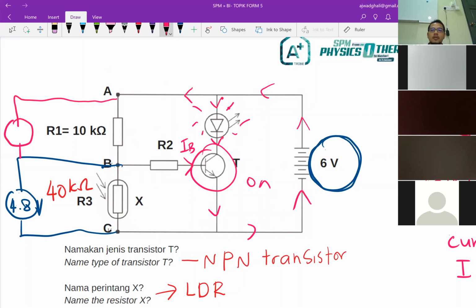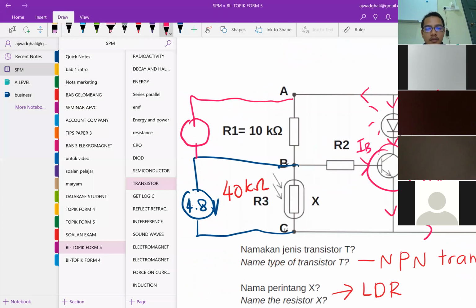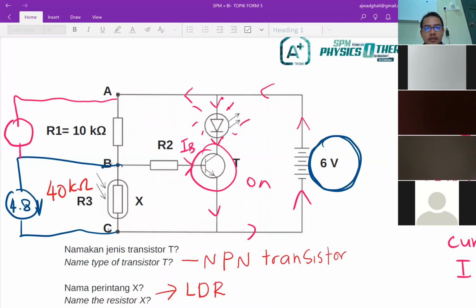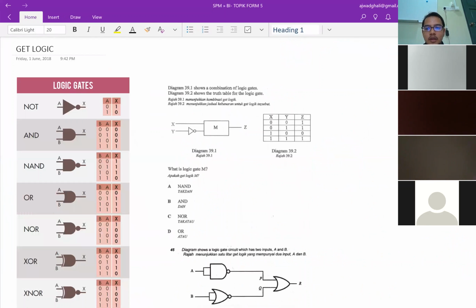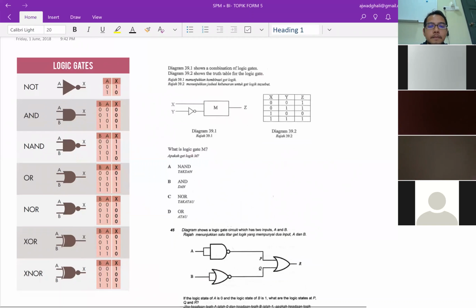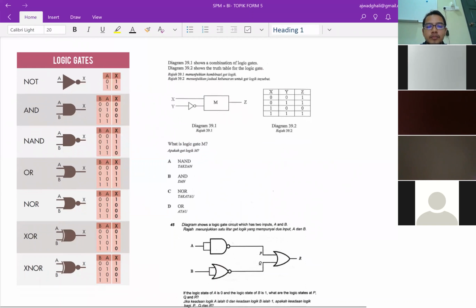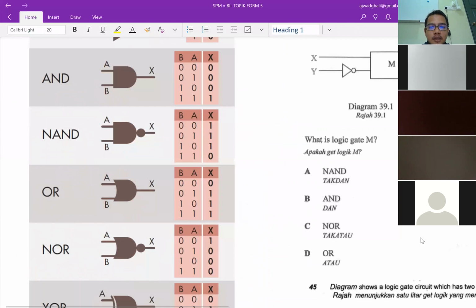Last subtopic is logic gate. Okay, any question related to transistor? Okay, thank you, Aina.